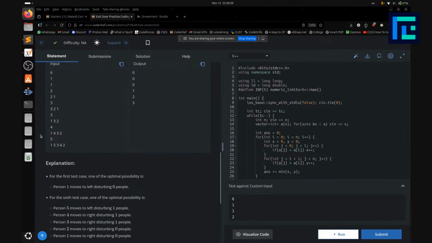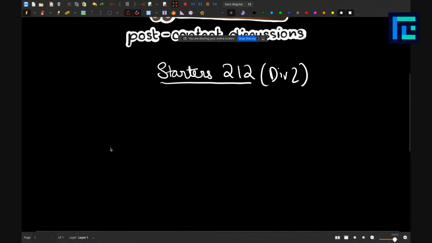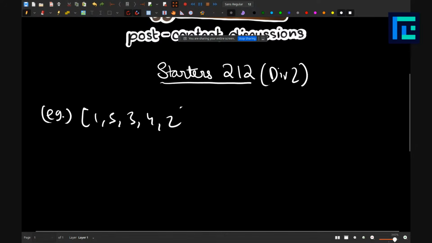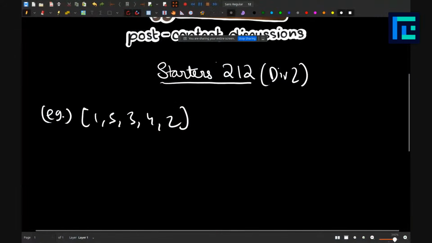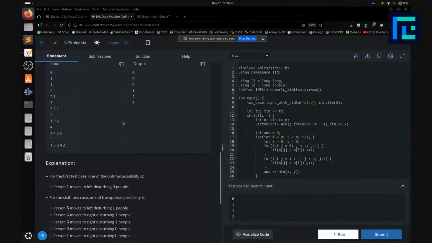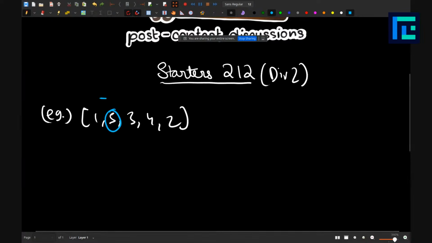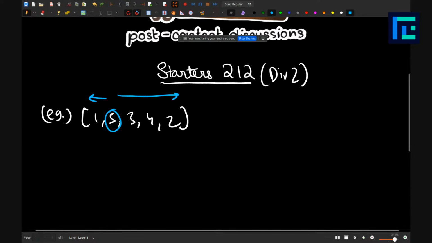All right. So let's just take this example of 1, 5, 3, 4, 2, and we understand the problem better. So these are the people sitting in the row, and we know that the highest numbered person, so 5 in this case, is going to be the first one to get out, right? So he has two options, either get out this direction or get out this direction. Here he disturbs one person, here he disturbs three persons. So he will choose the minimum one, which is this way, right? He'll disturb one person only.